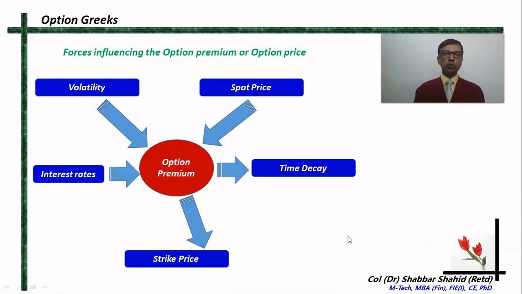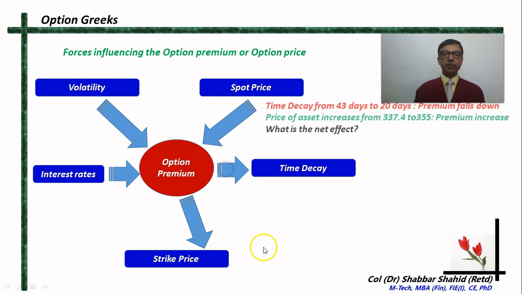All right, so now you see that these are the forces which are influencing the option premium or the option price. Option premium and option price mean the same. What are these? The spot price, the time decay, the strike price, volatility, and to some extent, of course, the interest rates also. Now things would have been very simple to understand and to calculate, had all these forces been acting in one direction, either in favor of the option premium or against the option premium. But it doesn't happen like that. These forces act in different directions.